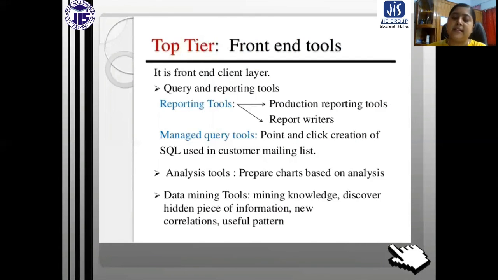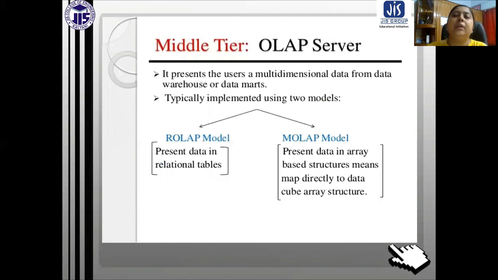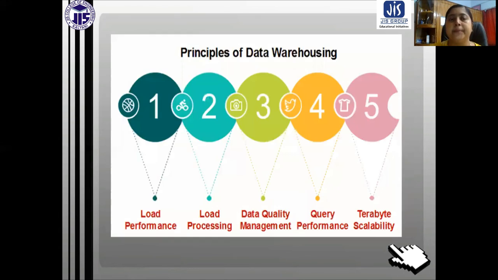So basically this is the architecture. In the bottom tier we have the data warehouse server, where all the data is stored. Then the OLAP server, using some logic, converts the data warehouse data into a multidimensional representation, which comes from the data warehouse or data mart, and it is for the user. Front-end tools are various tools used for that representation. That is the top tier.